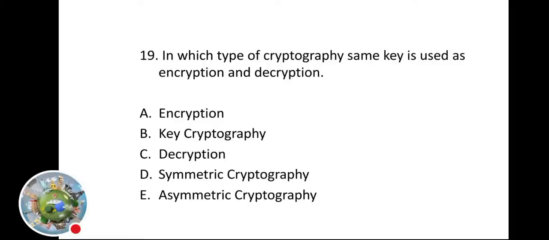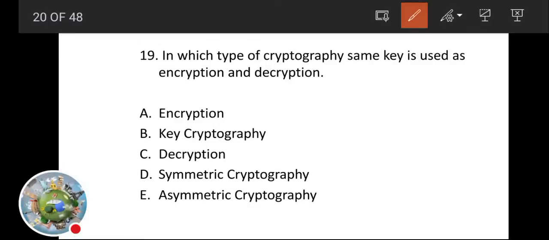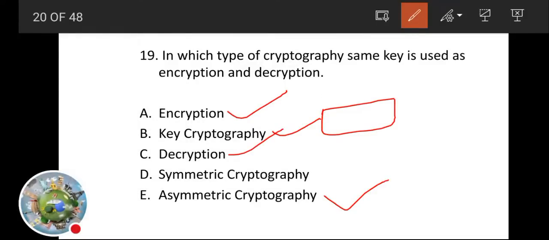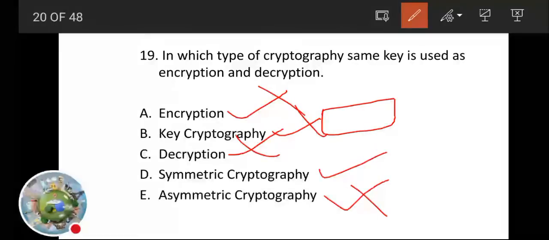What is the answer? Asymmetric uses two different keys. Encryption uses a private key or public key. Key cryptography is a repository to store the keys. Decryption uses a private key or vice versa. So these four are not the correct answer. The symmetric key is the correct answer because at both ends the same key will be used. So it is called symmetric key encryption.